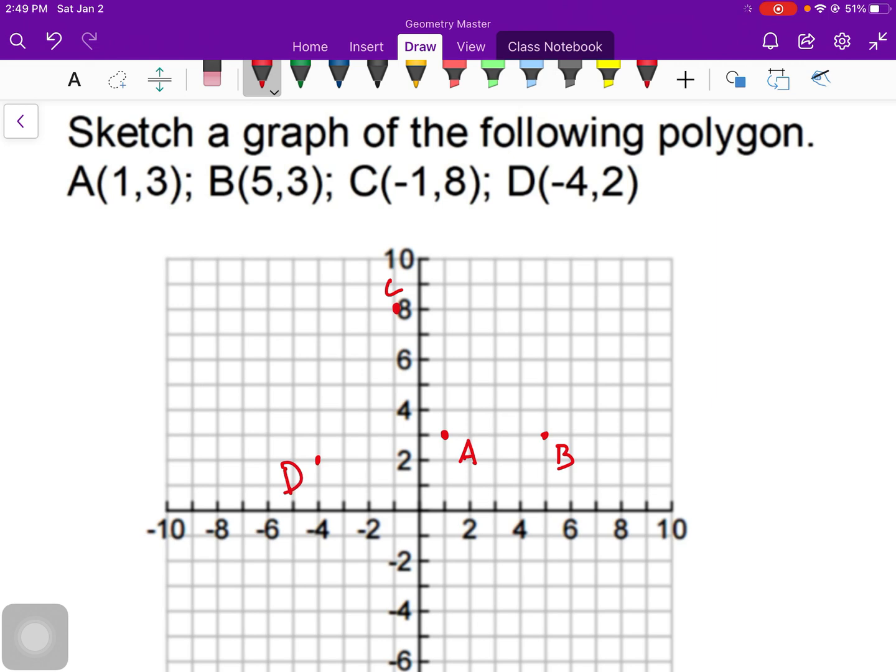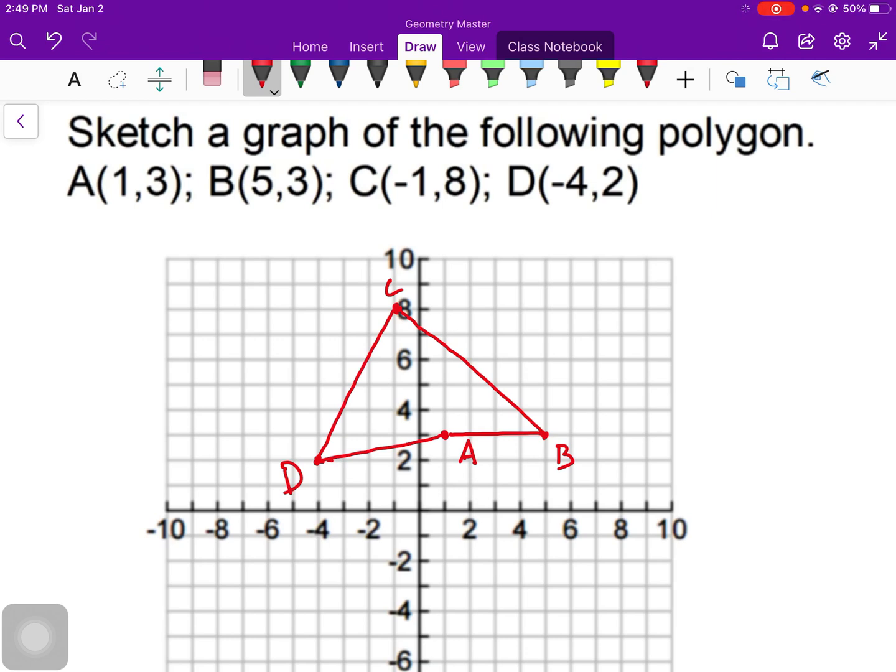So if I were to connect these, I just have to make sure I go in the same order that I was given those points. And I get that right there. That is a quadrilateral. It's not one of the ones we talked about in the last chapter, but it is a quadrilateral with 4 sides.